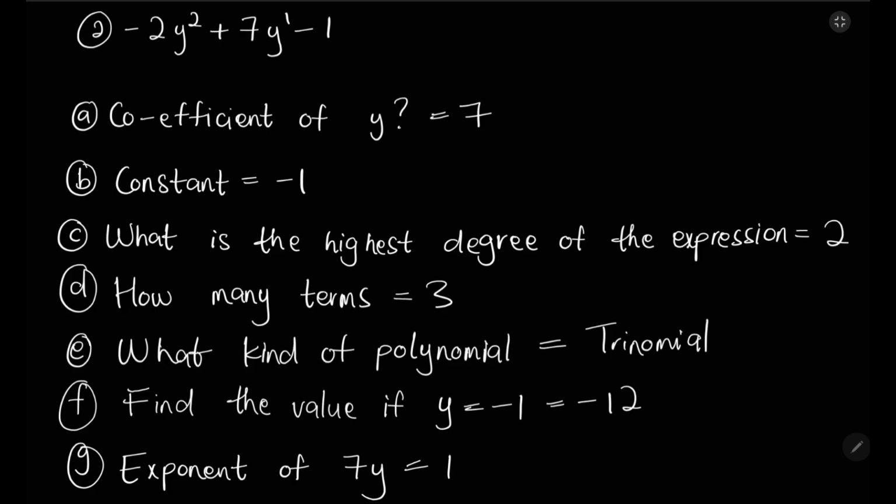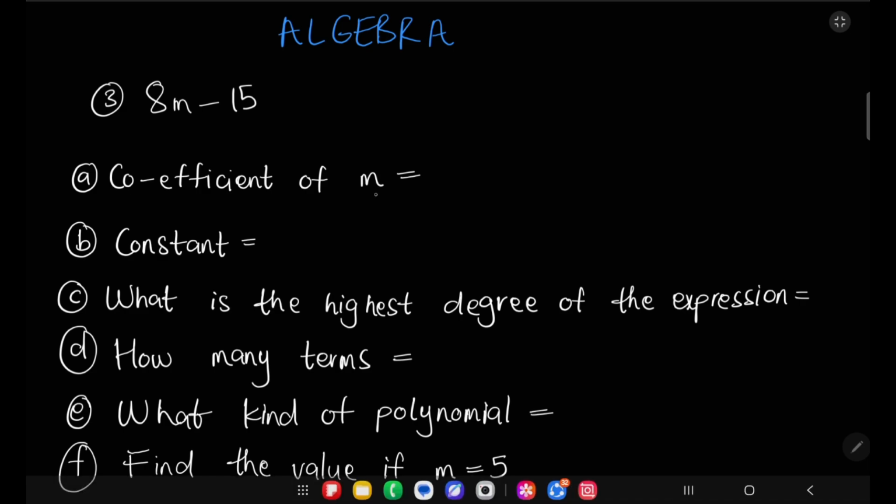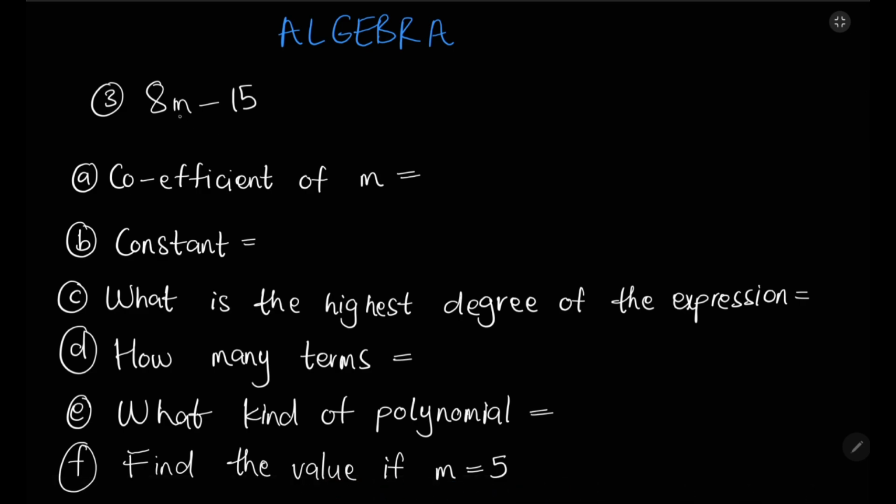Now let's do the third example. Let's try 8m minus 15. Letter A, the coefficient of m. What is the coefficient of m? There's m. The coefficient is 8. B, find the constant. What is the constant here? Negative 15, as it doesn't have a variable.